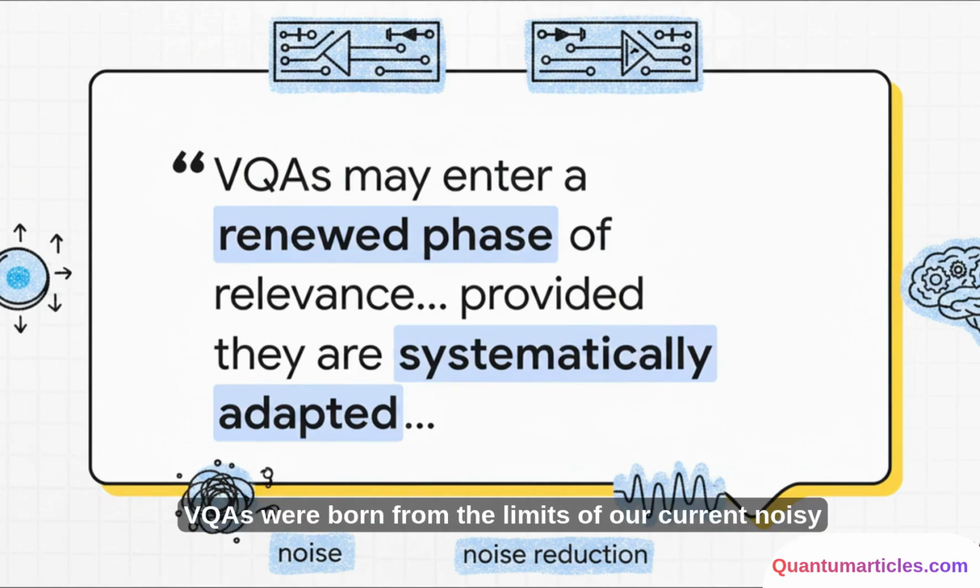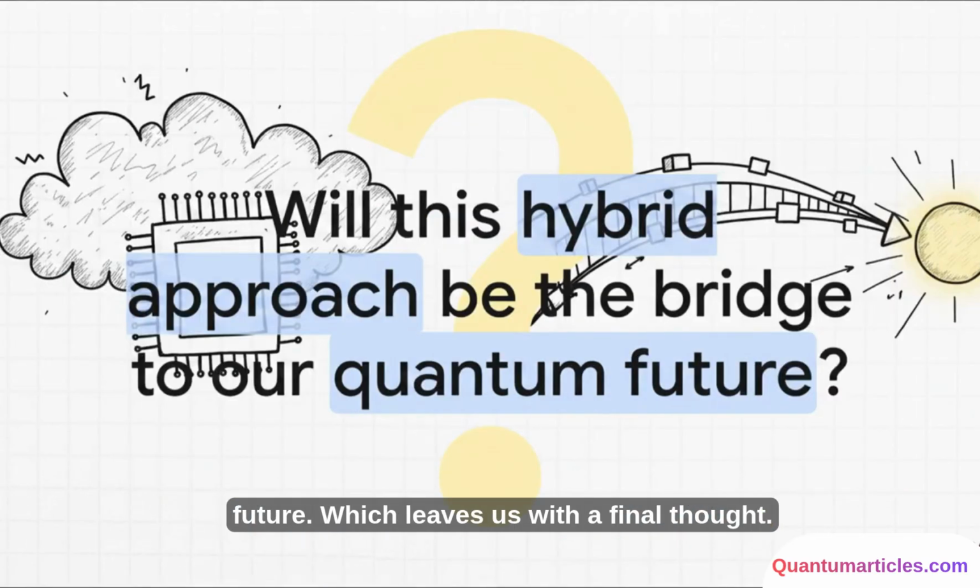That's why this matters. You know, this quote from the source material really sums it all up perfectly. VQAs were born from the limits of our current noisy hardware, but they are not destined to become obsolete. In fact, as our quantum computers evolve, VQAs can evolve right alongside them, finding a new and even more powerful role to play in the future. Which leaves us with a final thought.